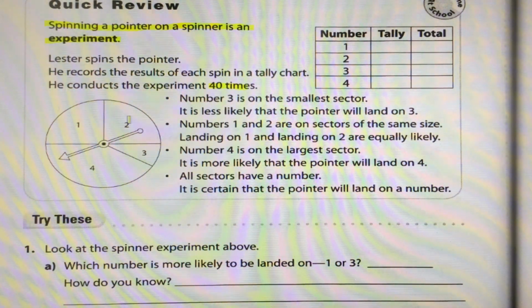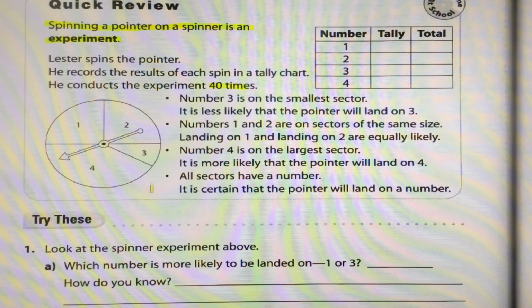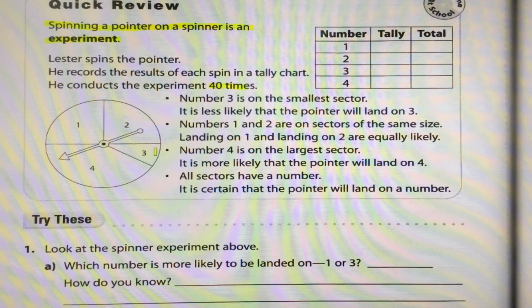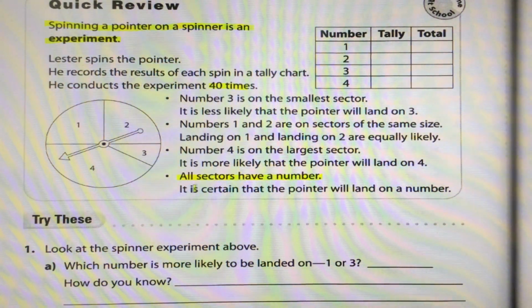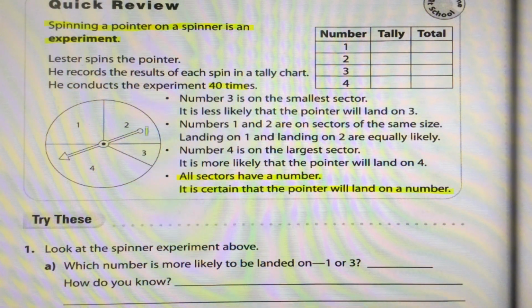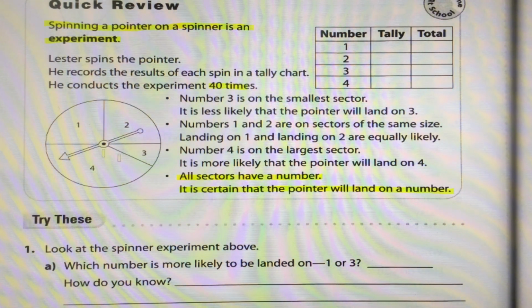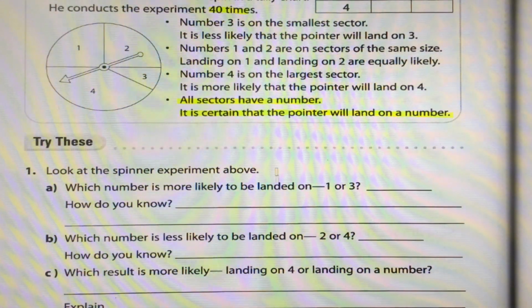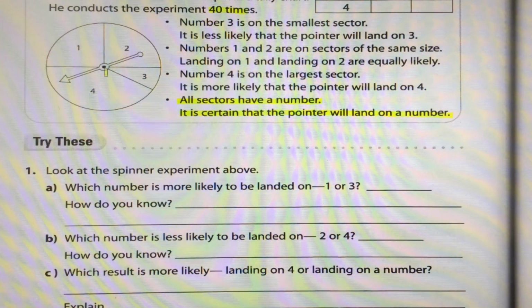And 1 and 2 are both the same size. So we expect that we're going to end up with about the same numbers of 1s and 2s spun, but less than 4 and more than 3. So it's really important that down here the kids realize that it is certain that a pointer will land on a number, because every section here is covered off by one of these numbers, 1, 2, 3, or 4. So when we do this, this is where we record our results, just from what the discussion is up here.